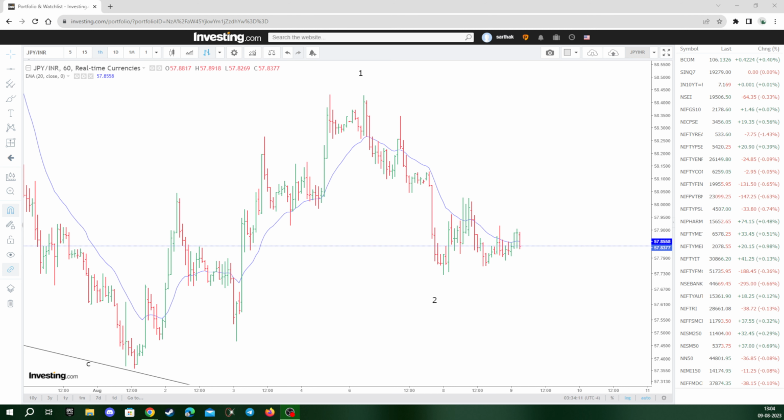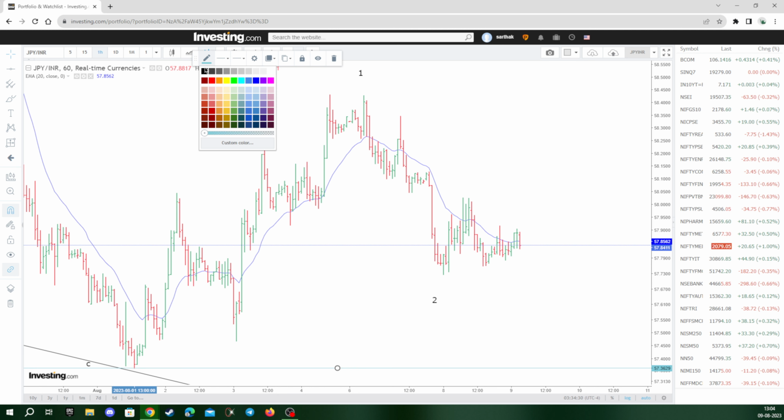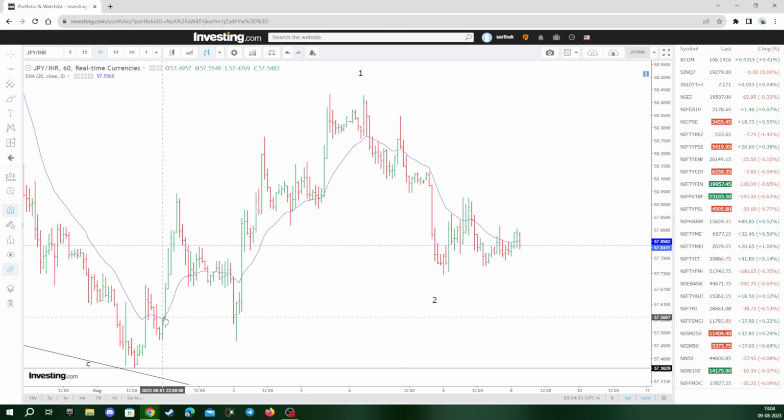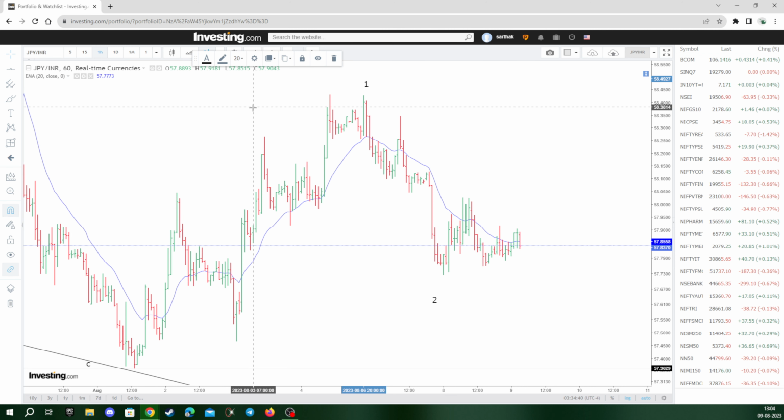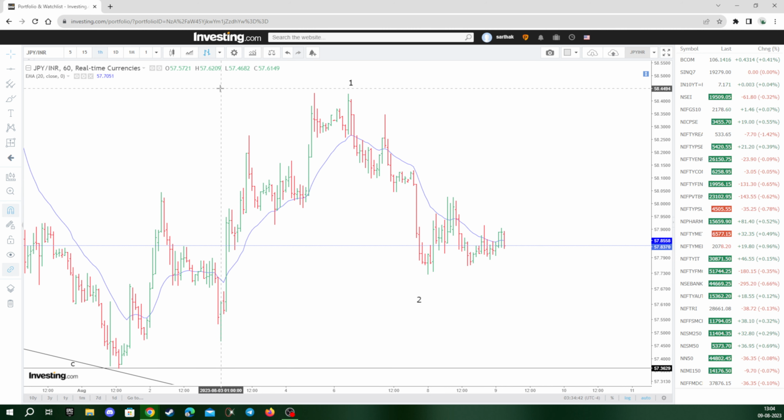Right now I have this chart of JPYINR, that is Japanese yen versus Indian rupee, and the chart looks very interesting as of now. So the first thing which I did is I dropped a horizontal line just at the recent swing low, which is of around 57.3629. And then possibly after that it was very easy to label this entire rise as some sort of leading diagonal in wave 1.